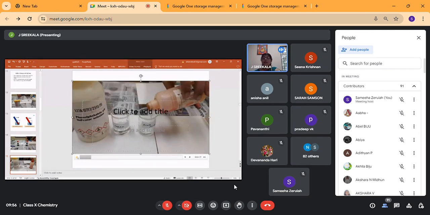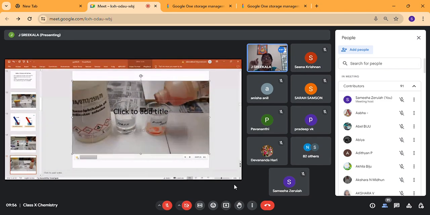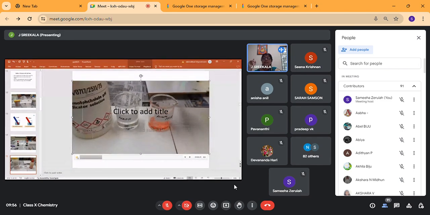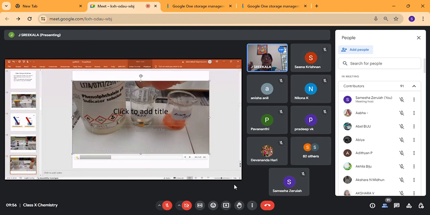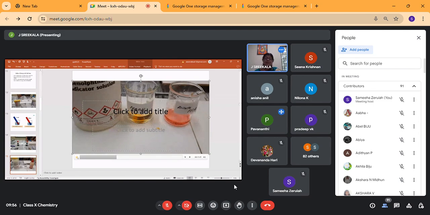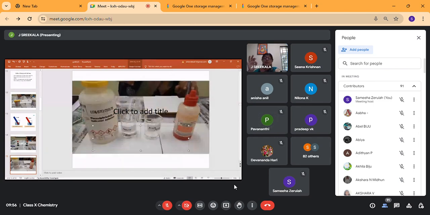I'm taking methyl orange and adding it to dilute HCl. Okay, what is the color change? It became orange. And with the base, yellow. Okay, you noted it? Yes, ma'am.